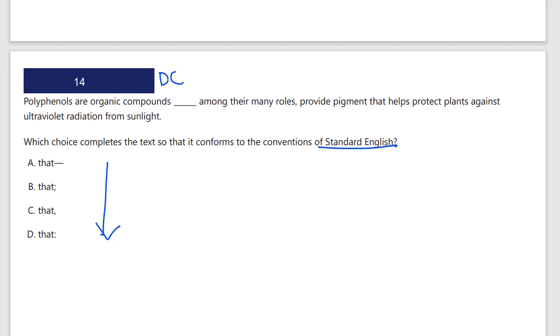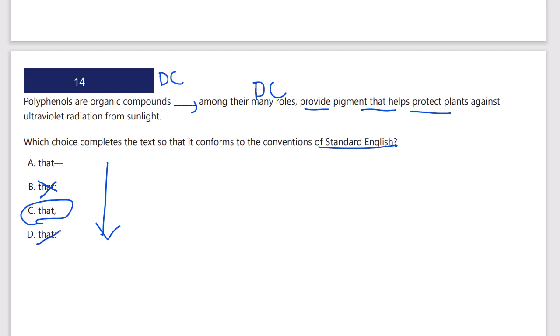Among their many roles, so that, well, I can't have the semicolon because it's not an independent clause beforehand. That, comma, among their many roles, provide, that's probably it, yep. So this would be a parenthetical dependent clause separated. And I could pull it out. So polyphenols are organic compounds that provide pigment that helps. This is going to be our answer.